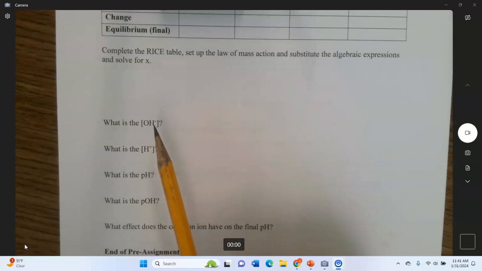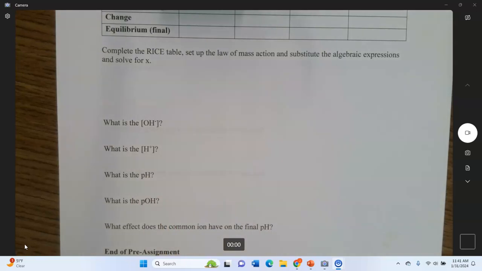It's the concentration of hydroxide ions. That's what defines a base solution, and it's the concentration in the solution. The more hydroxide, the more basic the solution is. H plus or H3O plus is the concentration of hydronium ions in the solution. The more of these, the more acidic the solution.